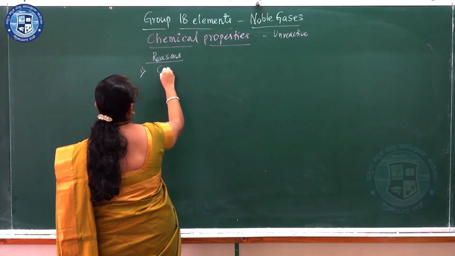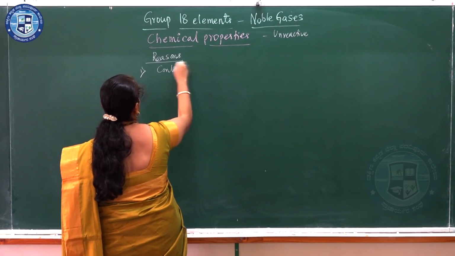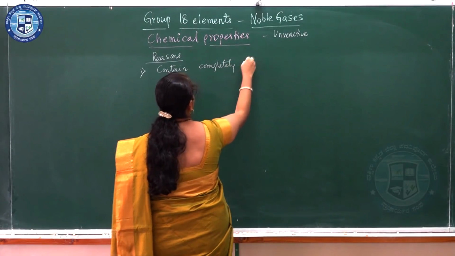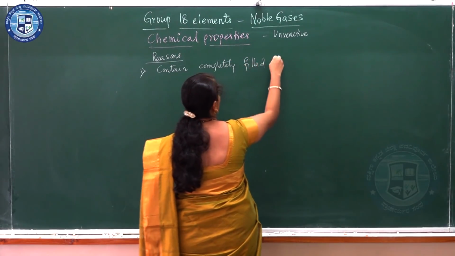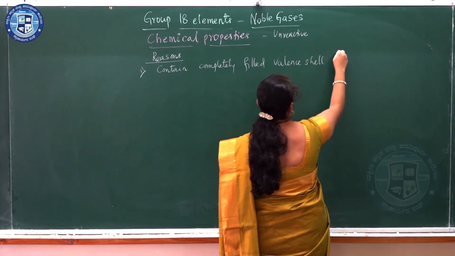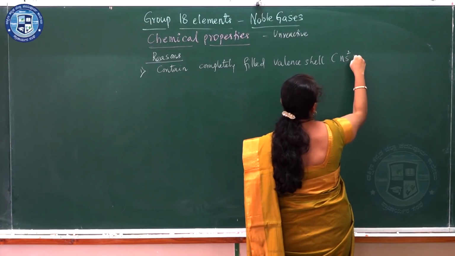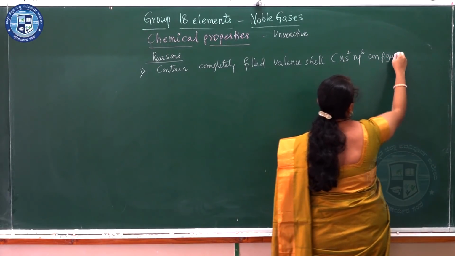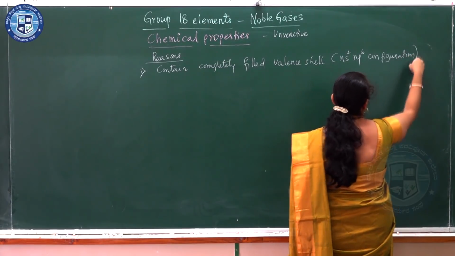One, they contain a completely filled valence shell, or they have the stable ns2 np6 configuration. So, this is one point.